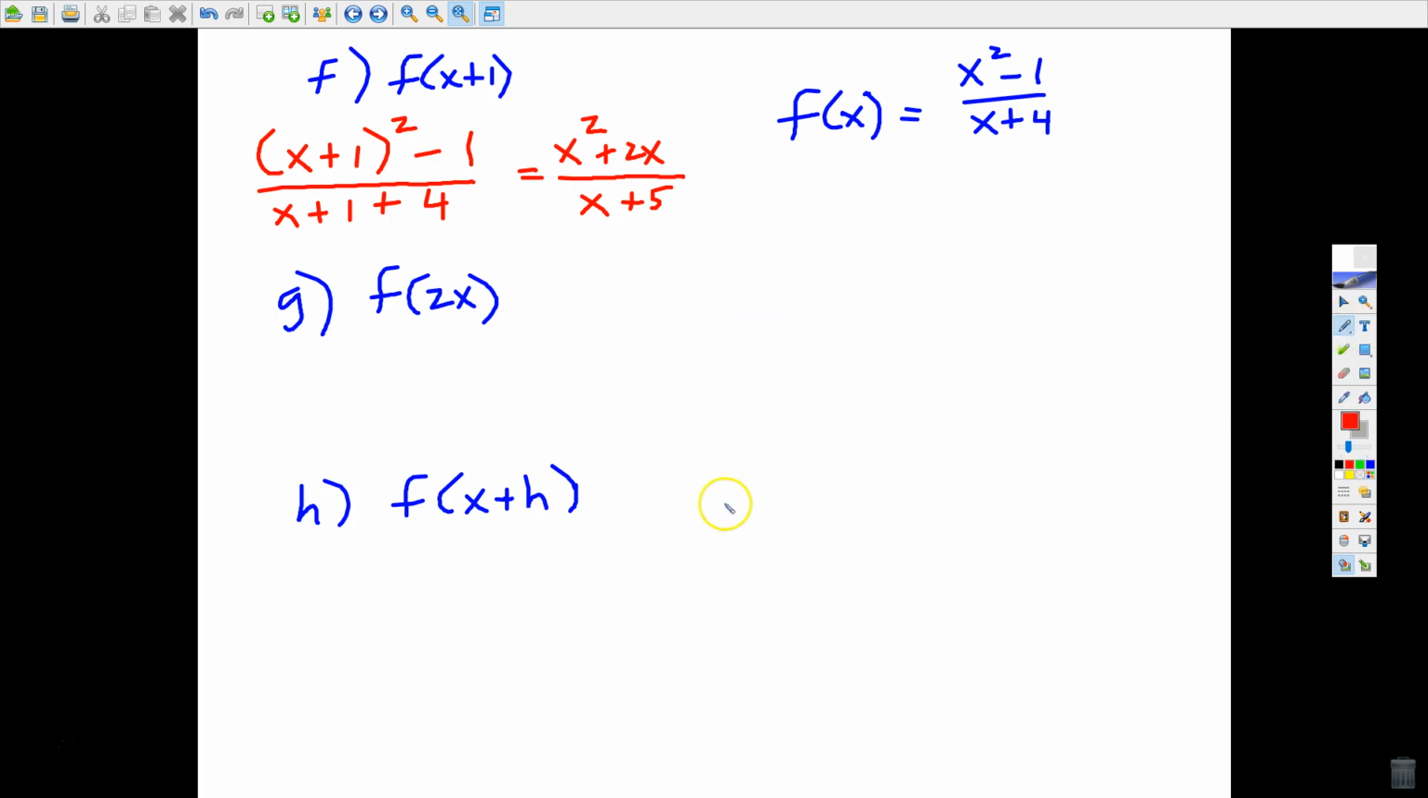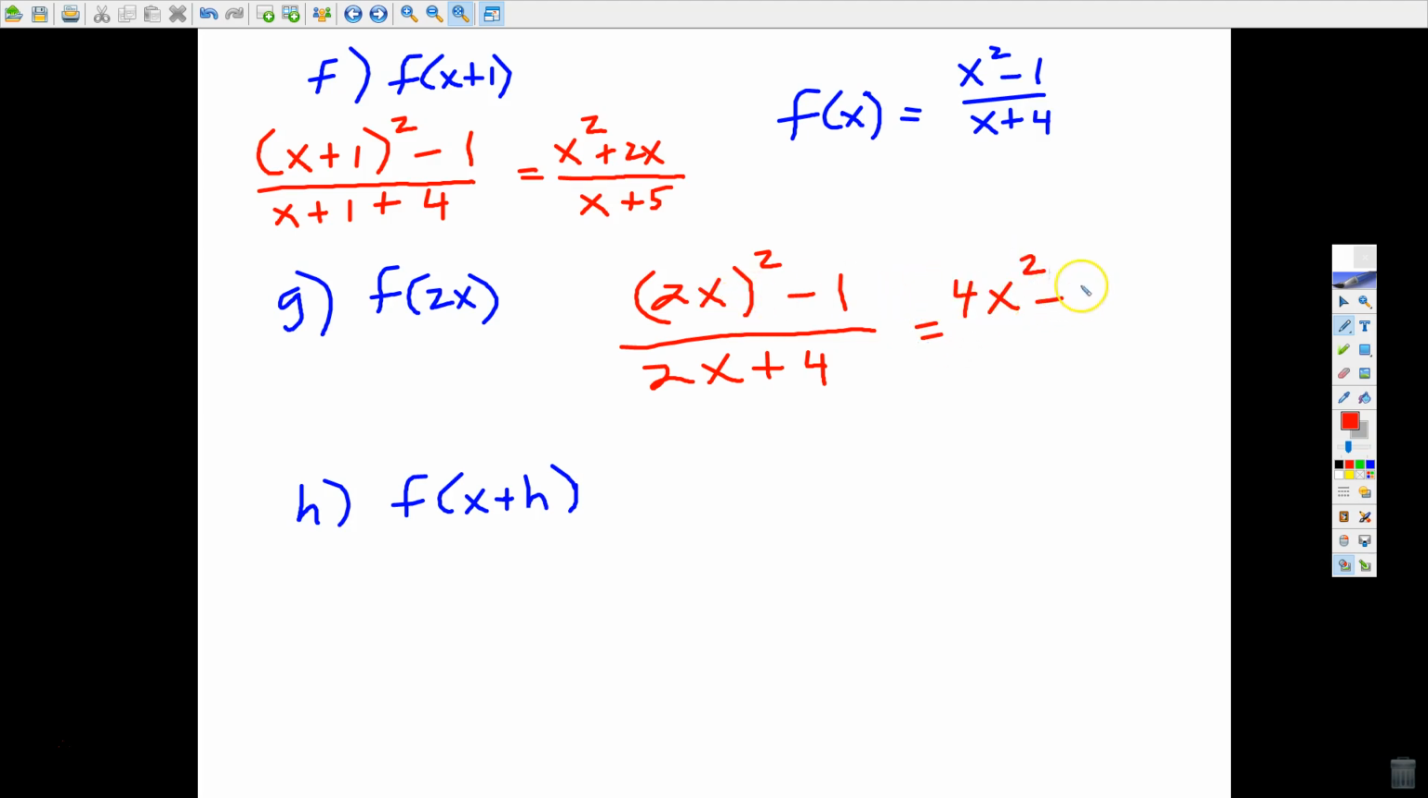Okay. All right, let's move on to G. We're getting near the end. So f of 2x means we're going to put 2x in, square it, minus 1, over 2x plus 4. So in our numerator, we should get 4x squared minus 1 over 2x plus 4. Done? Anybody stop there?